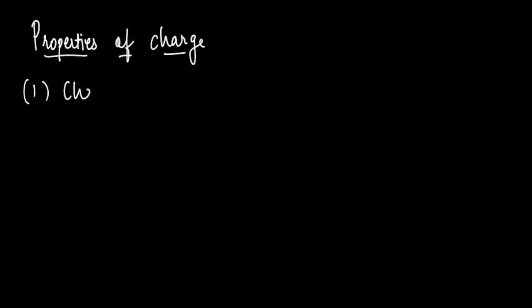Okay, so now we're going to learn some properties of charge. The first property that charge has is that charge is a scalar quantity, so it doesn't have a direction. The sign that we have for the polarity of the charge, whether plus or minus, is not indicating direction, it's only the polarity. So keep that in mind.